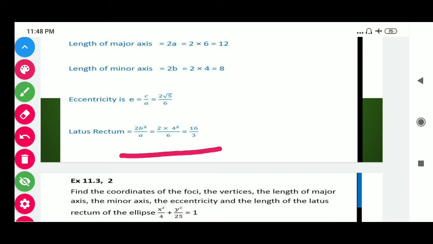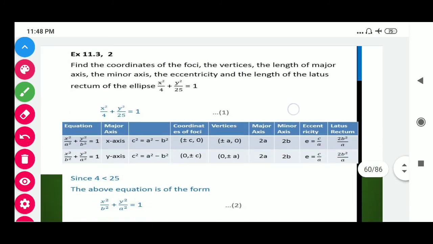So students, this is very simple. You just have to commit to memory all the formulas, and by using those results you can get the required values of the major axis, latus rectum, eccentricity, etc. So let's start with the same rule.